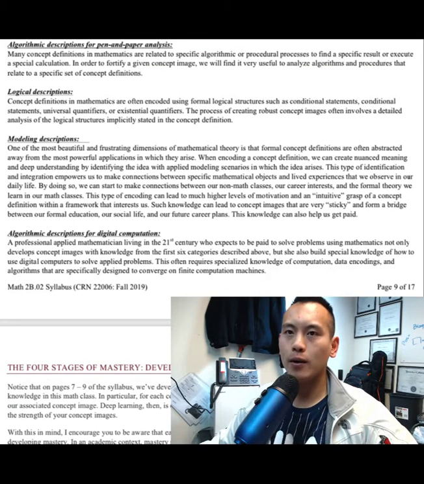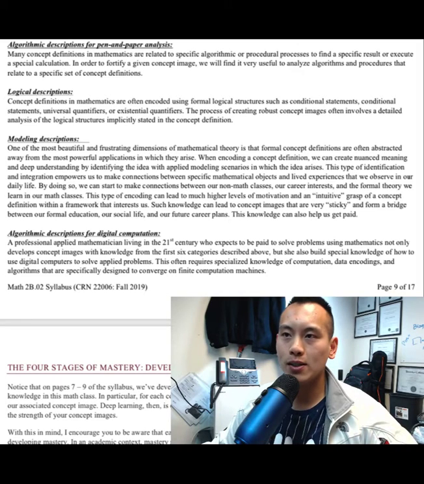The fourth category is algorithmic descriptions for pen and paper analysis. Many concept definitions in mathematics are related to specific algorithmic or procedural processes to find a specific result or execute a specific calculation. In order to fortify a given concept image, we will find it very useful to analyze algorithms and procedures that relate to a specific set of concept definitions.